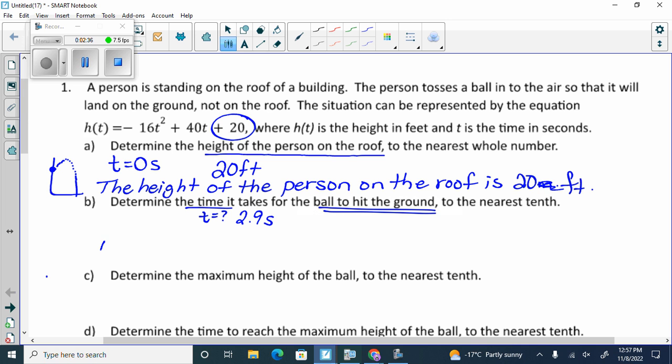So it takes, Colton, 2.9 seconds for the ball to hit the ground.